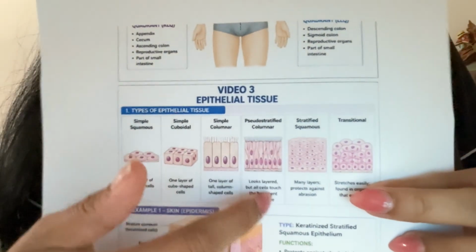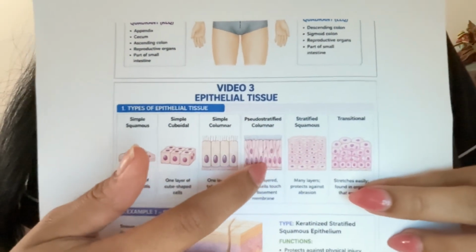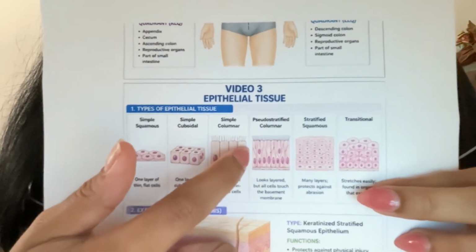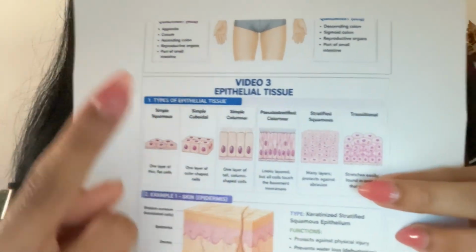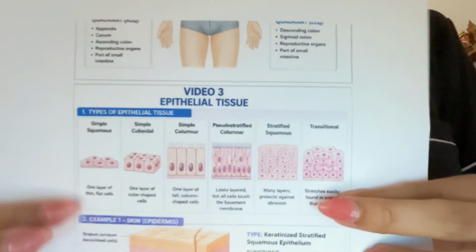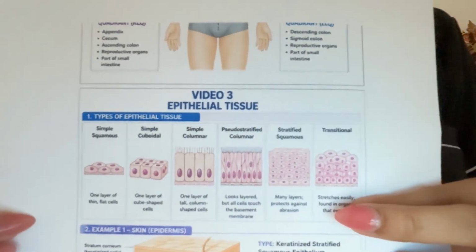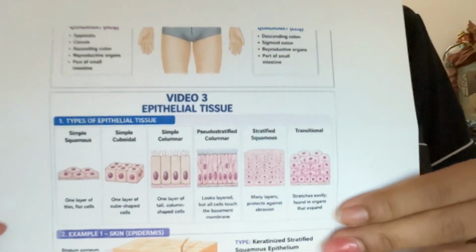And then we have the pseudostratified columnar epithelium. Although it appears as many layers, every cell touches the basement membrane, so it actually is a single layer. It usually contains cilia and goblet cells that trap and move mucus in the respiratory tract.